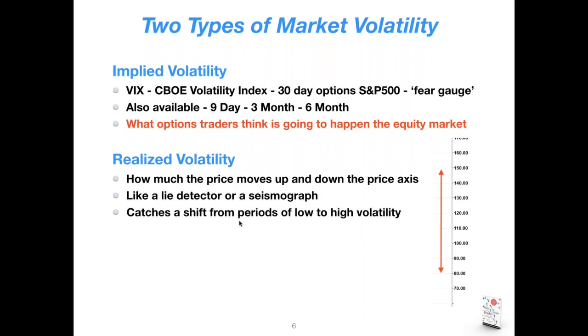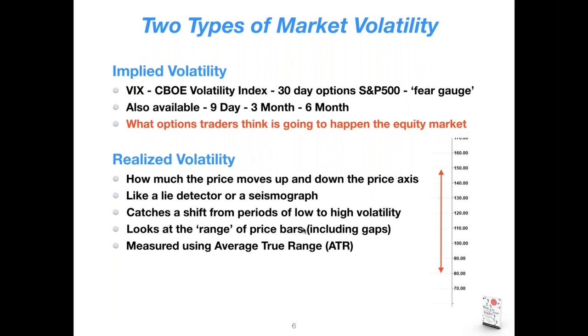It catches a shift between periods of low and high volatility. We had a very low volatility trending market before February, and then in the sell-off, we've now moved into high volatility. This lie detector, the seismograph, is scratching furiously at the moment. Realized volatility looks at the range of the price bars. And this is important because it includes the gaps. And that's one of the features of a volatile market.